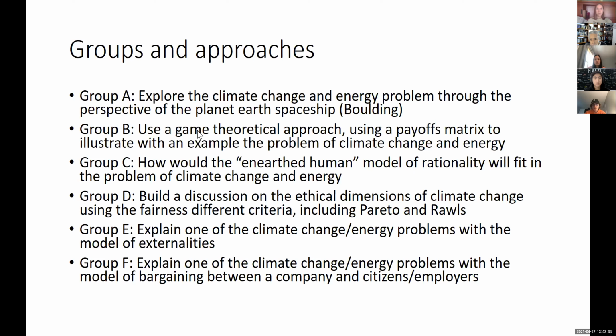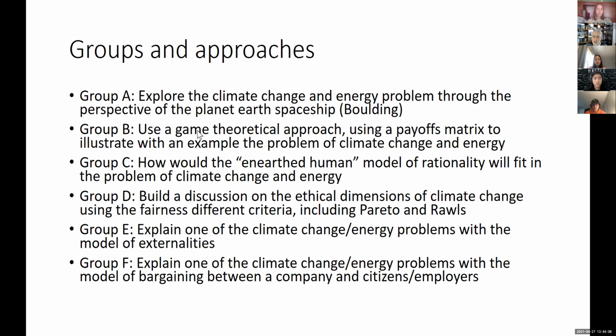Group D is going to discuss the issue of fairness, the Pareto criteria, and the problems of justice, including the Rawlsian model of the veil of ignorance, applied to the ethical dimensions of climate change and energy. So that's going through the different modules or sections that we have been covering in the course. Then group E is going to be analyzing this problem of climate change using the model of externalities.